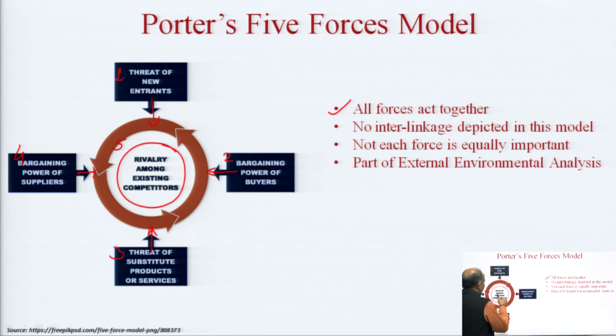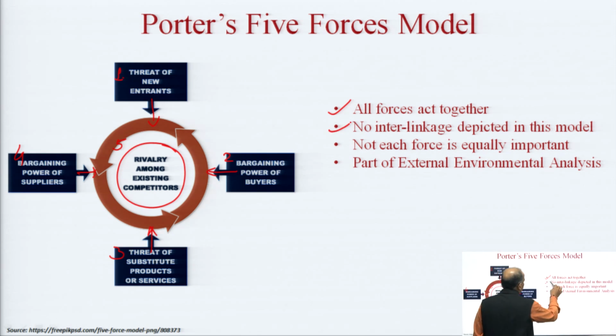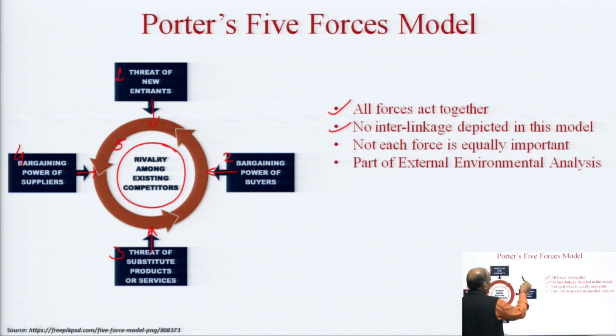So, rivalry does not depend only on the bargaining power of buyer, or availability of substitute, or the threat of new entrant. It depends basically upon the together impact of all these forces. Secondly, there is no interlinkage. There is nothing lying over here. In the original model, there is nothing lying over here. So, please do not connect all these.